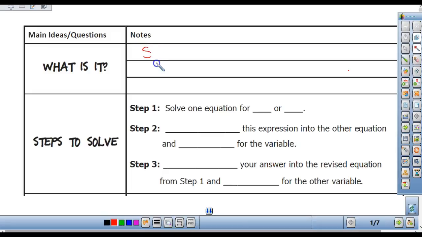Kind of how these go. So we're going to go with solving systems by substitution.